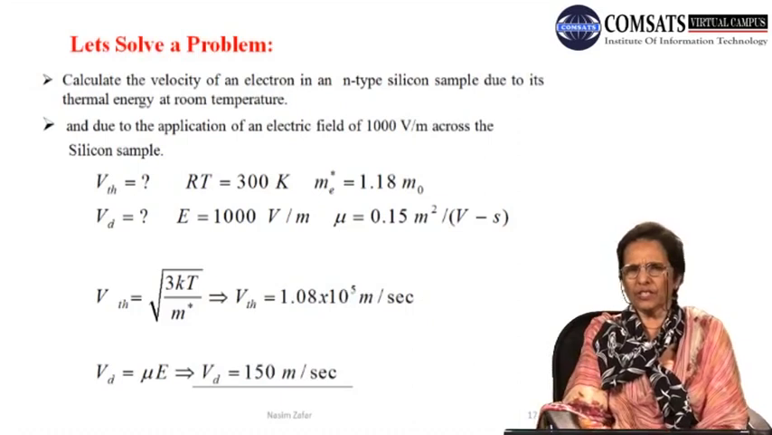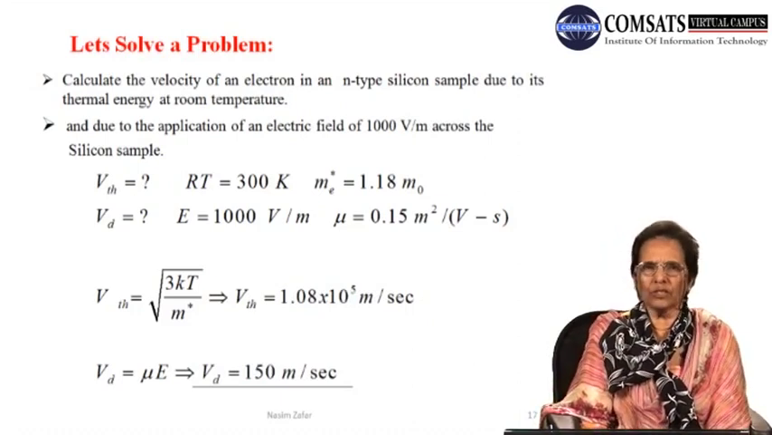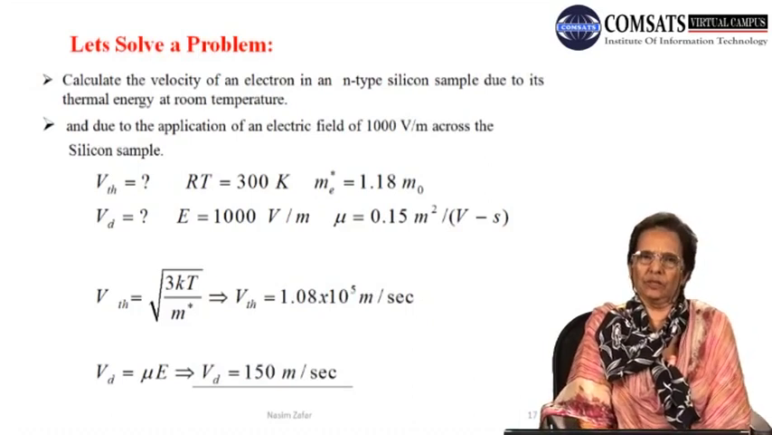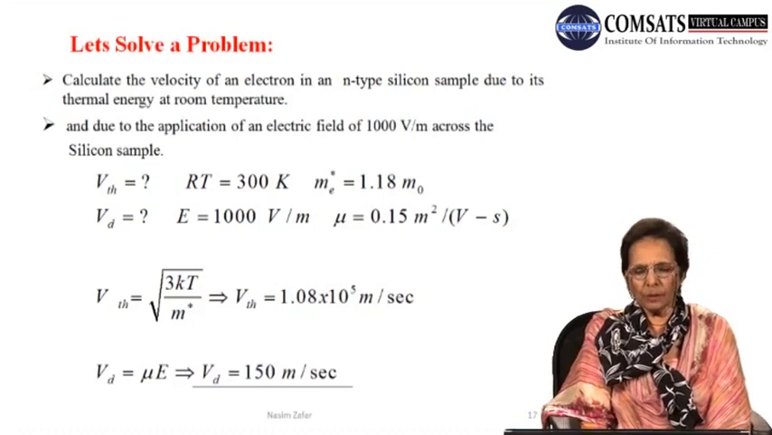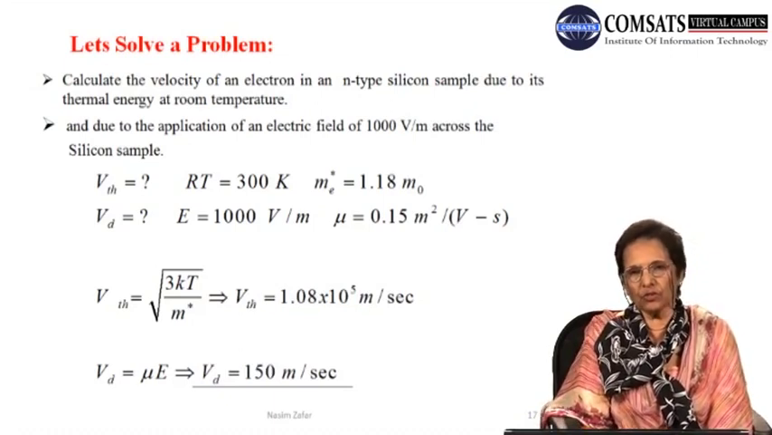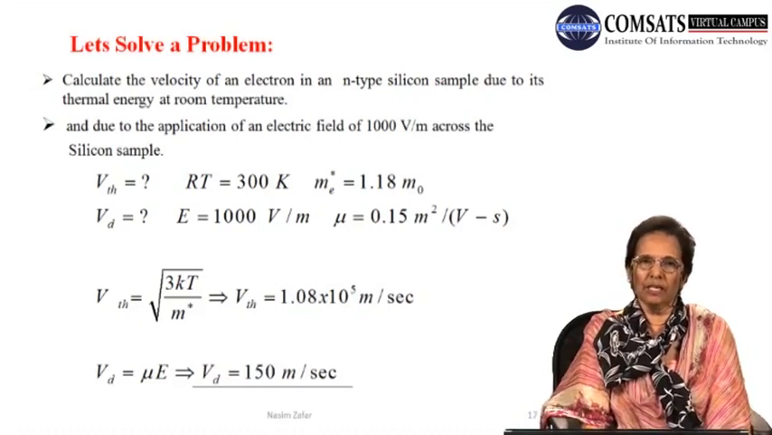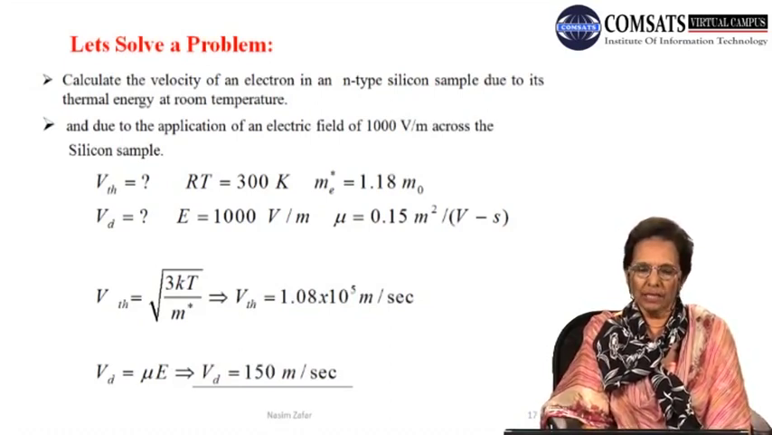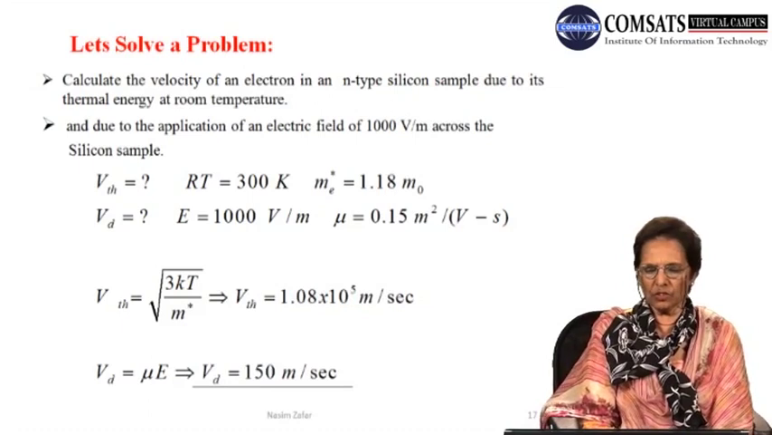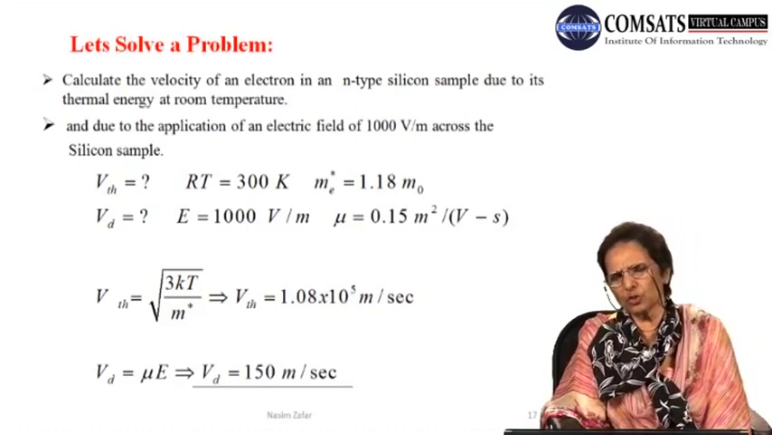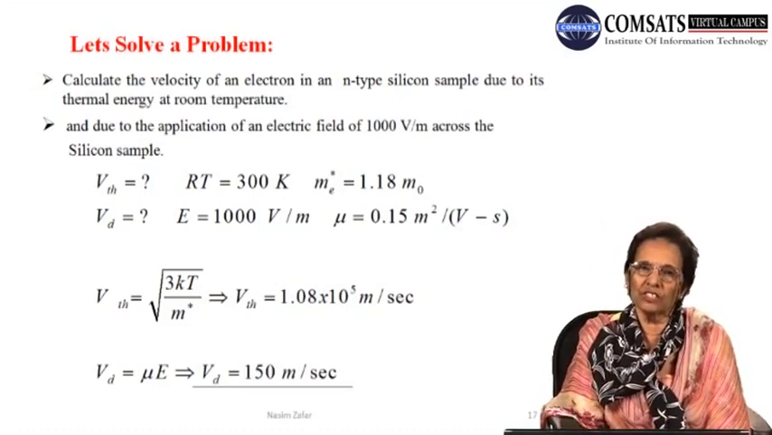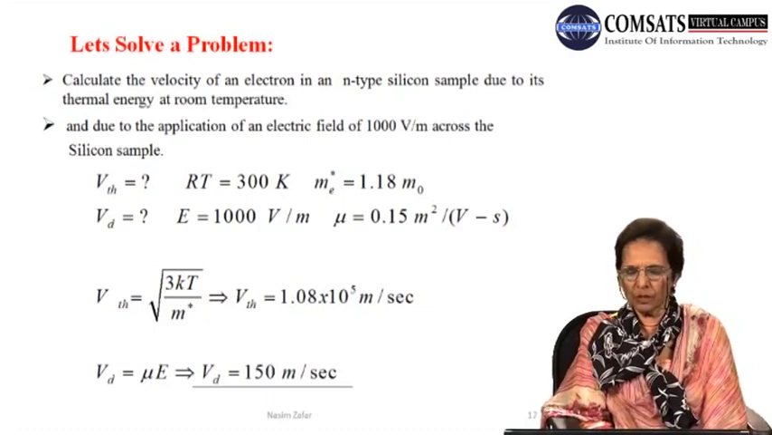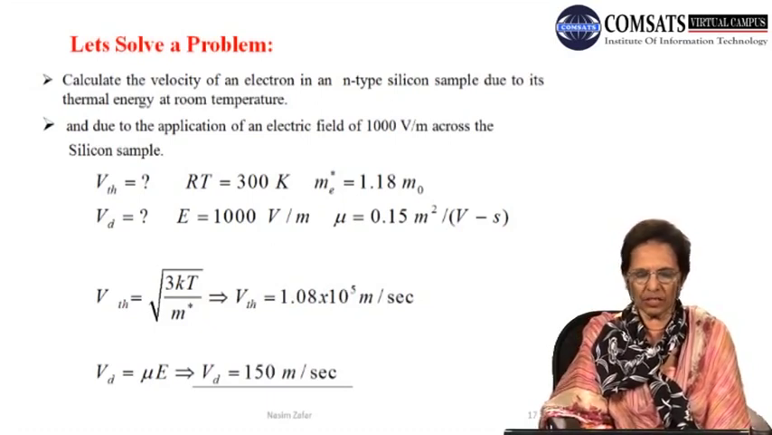As I said before, I calculated the thermal velocity so many times because it is significant. The thermal energy of the electrons at room temperature is 25 milli electron volt, and the thermal velocity that we calculated before comes out to be about 10 to the power 7 centimeters per second. In this transparency, I have expressed it in meters per second, so the thermal velocity is 10 to the power 5 meters per second.